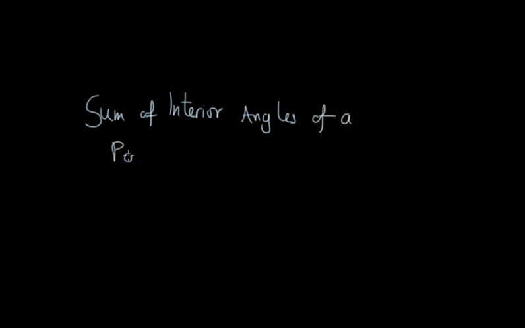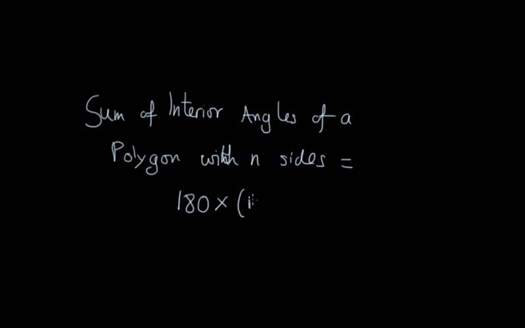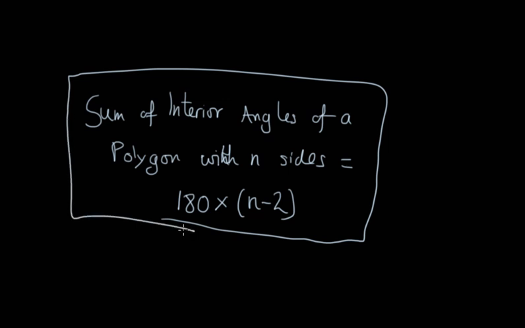So what is the general rule? The sum of interior angles of a polygon with n sides equals 180 times n minus 2. And this is something you need to memorize. So let's look at a couple of examples.